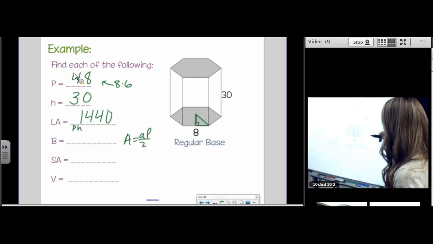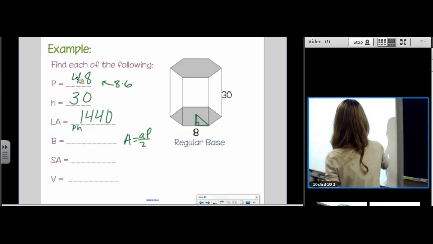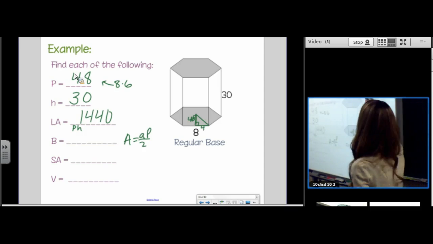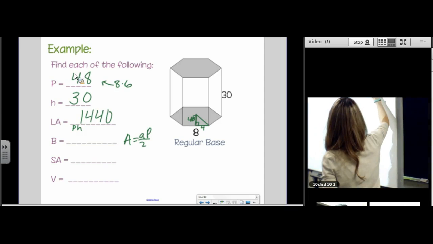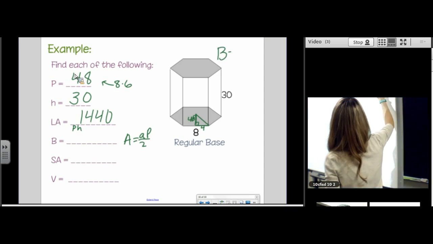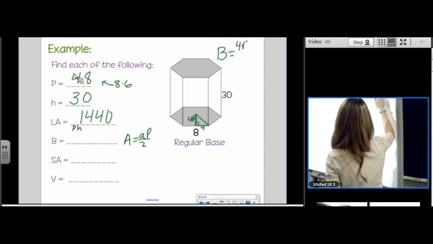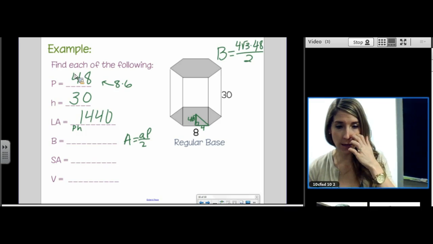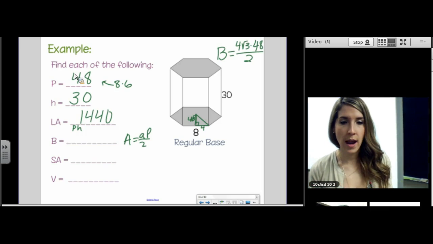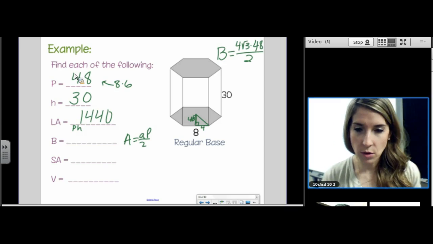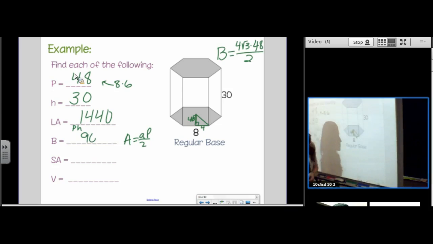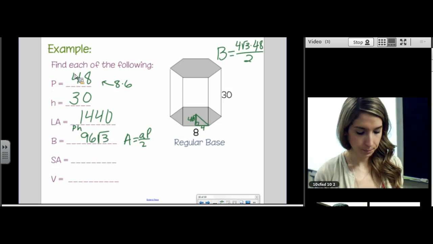All right, let's find the apothem. So this is 4 root 3, right? So to find capital B, it is apothem times perimeter divided by 2. We already know the perimeter, that's why I put that up there so quickly. 48 has already been calculated. Graham, what do you get for the area of the base? Remember, you do not put root 3 in your calculator. You put everything else in your calculator and then tack it back on at the end. So 96 root 3 is the area of the base.